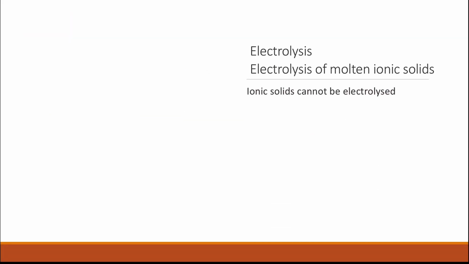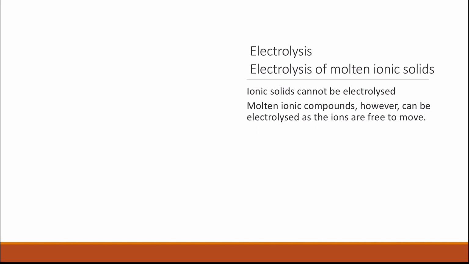Electrolysis of molten ionic solids. Ionic solids themselves cannot be electrolyzed. The reason for that is because the solids are kept in the giant ionic structure and the ions are not free to move. They are tightly bound together. However, when they melt, when we have molten ionic compounds, they can be electrolyzed as the ions now are free to move.